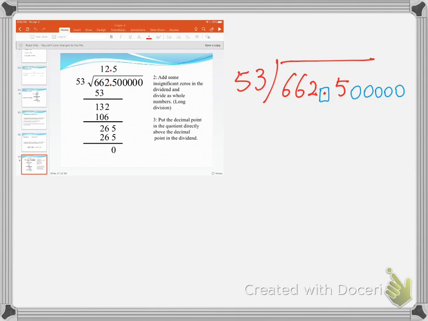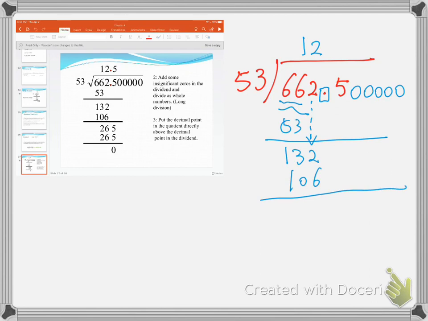So first, 66 divided by 53. We put 1 here, 53, and then we got 13. Bring down number 2. 132 divided by 53. So we got the quotient 2 here. 2 times 53 is 106. And then we assume there's no decimal point.